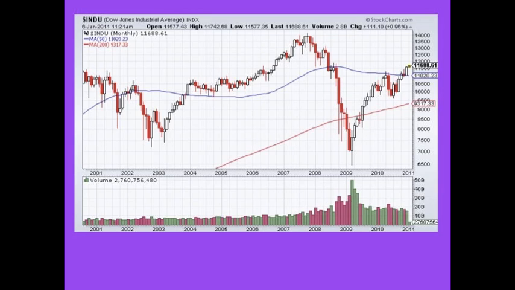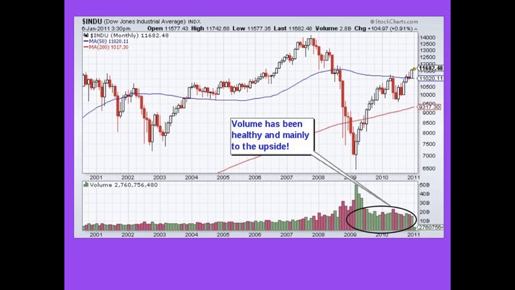Now let's take a look at the Dow Jones Industrial Average. We see that we had that massive fallout back in 2008, 2009, and since then we've been rising rather rapidly, and for the first time since 2008 we are trading above the 50-week moving average indicated by the blue line. We see too that the volume has been healthy and mainly to the upside.